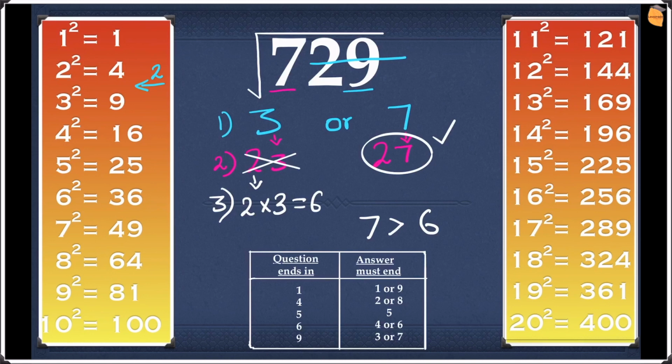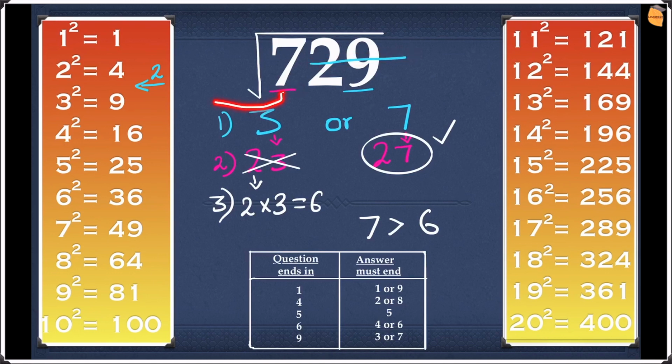I will explain this question to you guys once again. So firstly, we look at the last digit, which is going to be 9. Because it's 9, the answer must end in 3 or 7. So write the 3 and the 7. Okay, so second step. Before we do that, cross out the last two digits. Okay, so second step, 7.